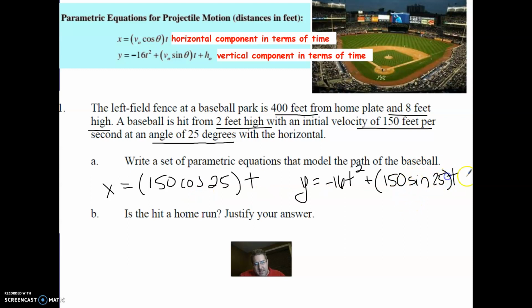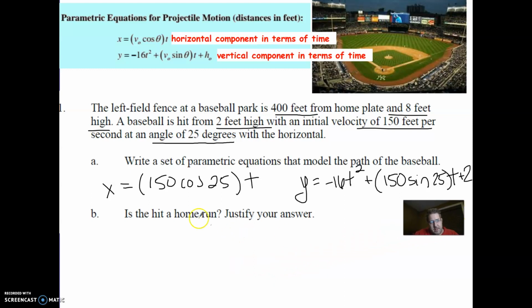And then multiplied by t amount of time, plus you have to also add the starting height, which in this case was 2. Because you don't hit a baseball off the ground, you actually hit it off of either a tee or in the air. In this case, 2 feet off the ground in the air.